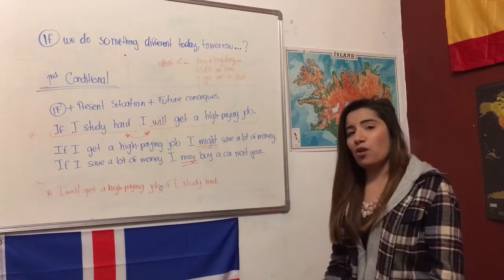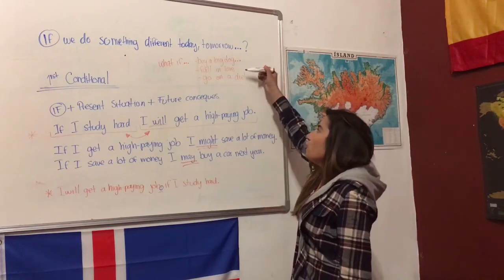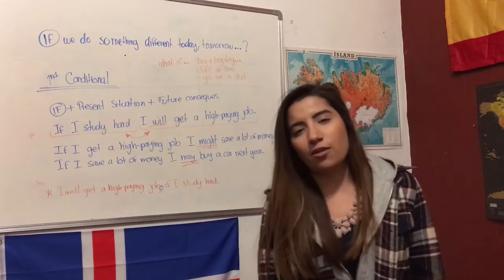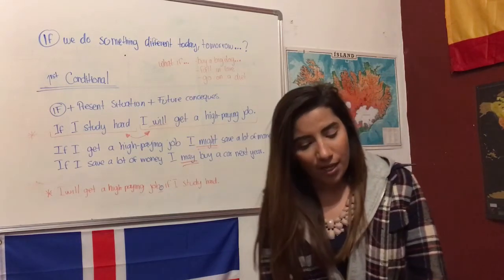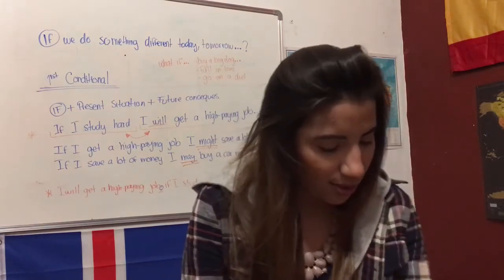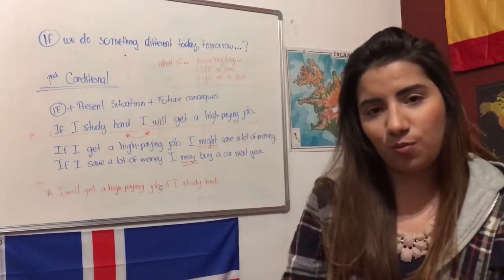Now, I want you to try it. It's very, very simple. If you do these things today, how do you think the future consequences will be? And you can find more practice on page number 62 in your student book. If you have any questions, please let me know.